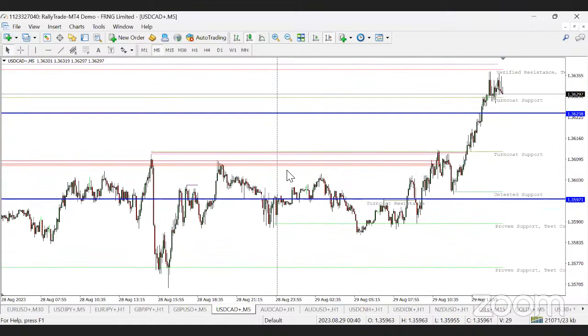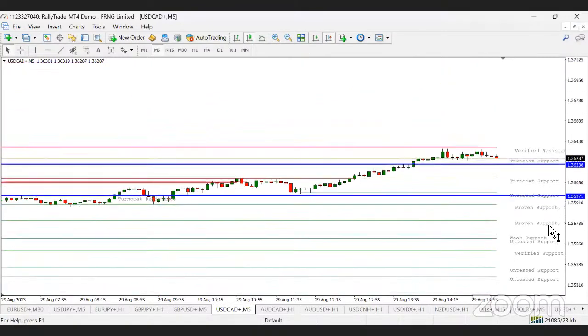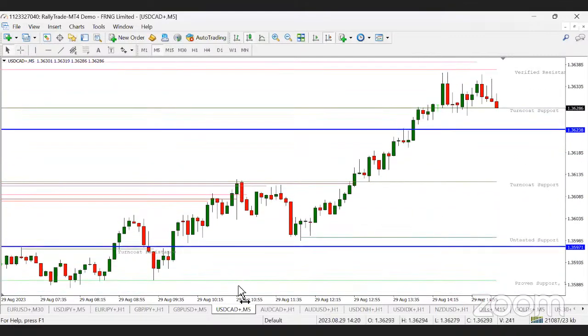Now, USD CAD over the period has actually been on an uptrend, but it is currently being resisted by a verified resistance right there. There is a verified resistance right at the price where it is. So in this case also, going in for a breakout is the best alternative.